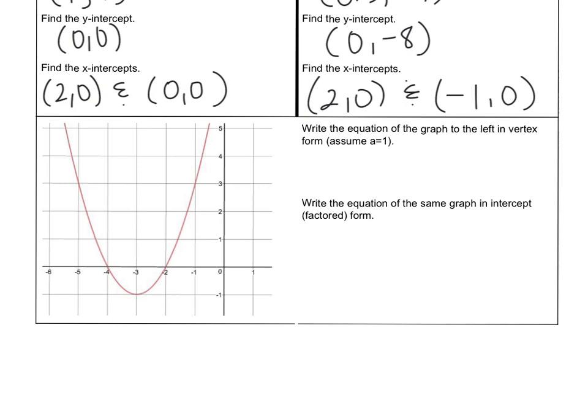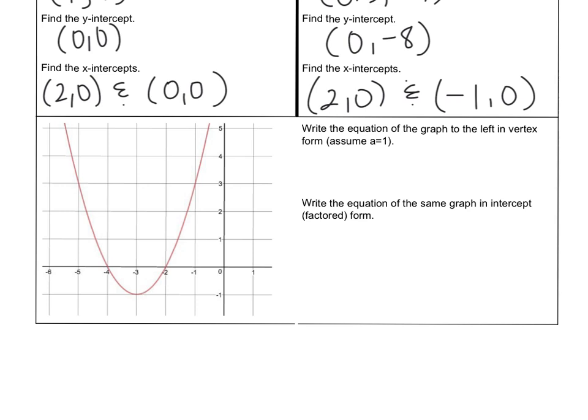We also have to be able to write the equation of a graph in vertex form or intercept form. We don't typically use the graph of an equation to put it in standard form because standard form really is only helpful for opening direction and y-intercept.